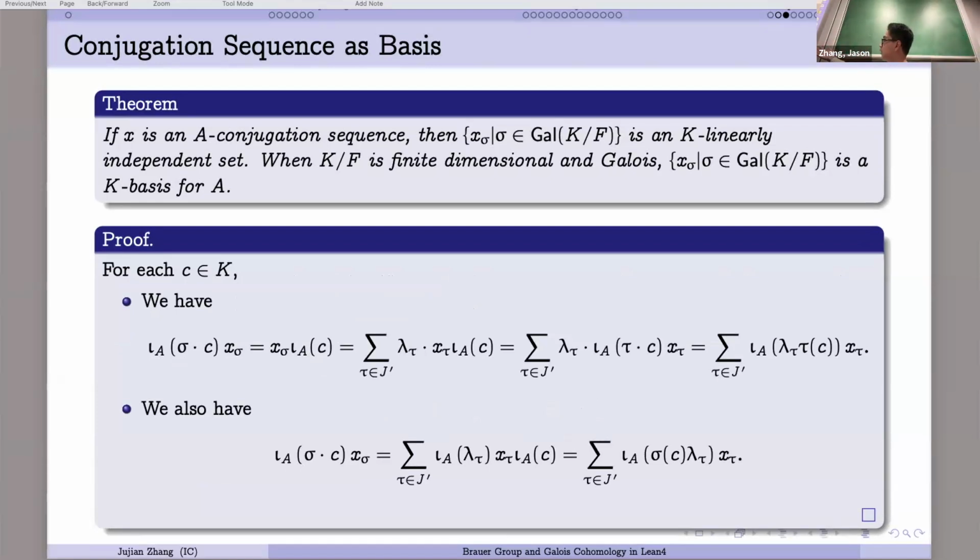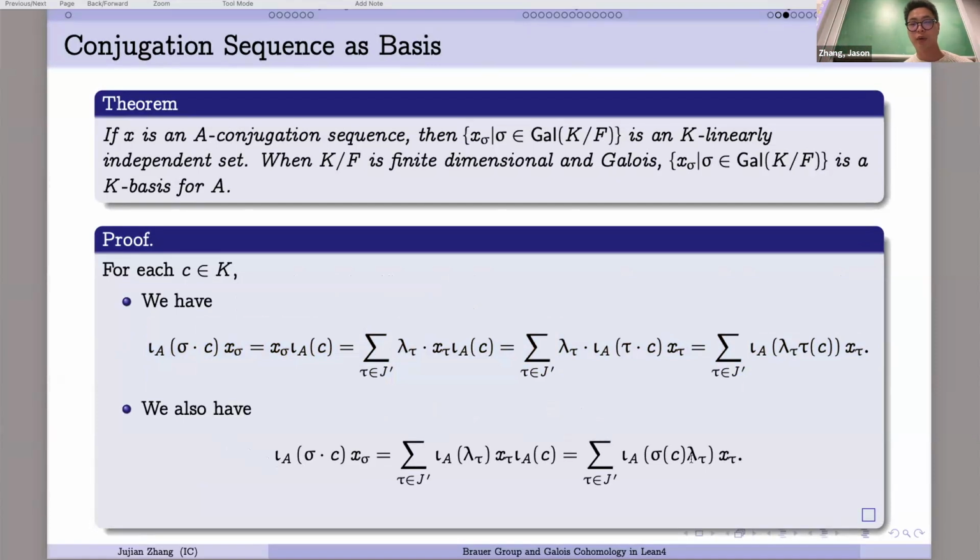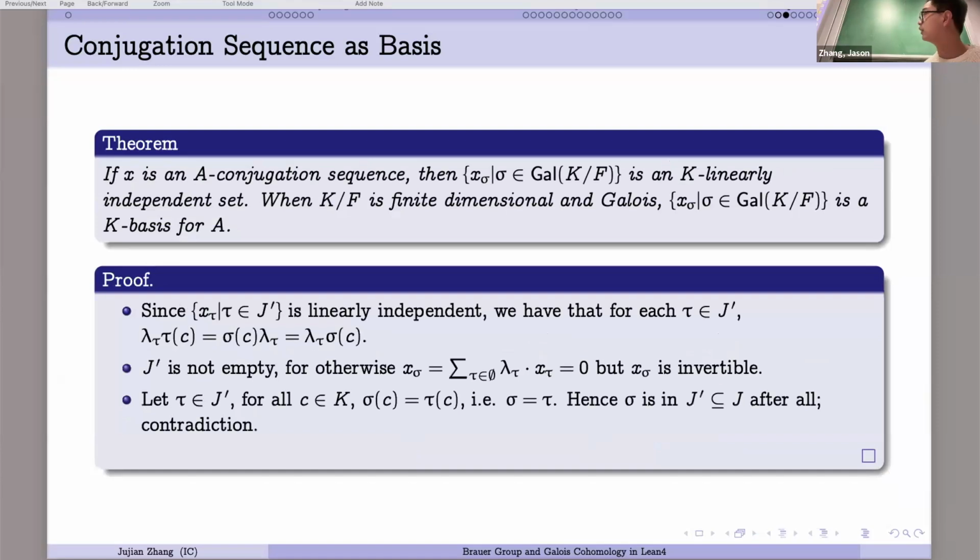So the first thing we can do is, because X sigma is a conjugation factor for sigma, then we know that this is true. And now we expand X sigma out. We will see that the whole equation holds. And on the other hand, if we just expand X sigma directly, we will see this equation holds. And because they are linearly independent, we can see that for every tau in J prime, the coefficients are the same. And J prime is not empty, otherwise X sigma will be 0, which is not invertible, but X sigma is invertible.